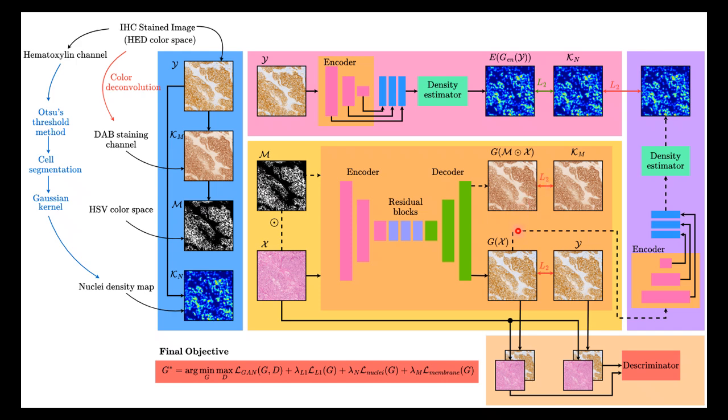The final objective combines the adversarial loss of the generative adversarial network, or GAN, L1 reconstruction loss, nuclear density regularization to make sure that the nuclear density matches the real nuclear density, and membrane staining enhancement, balancing realism with diagnostic fidelity.